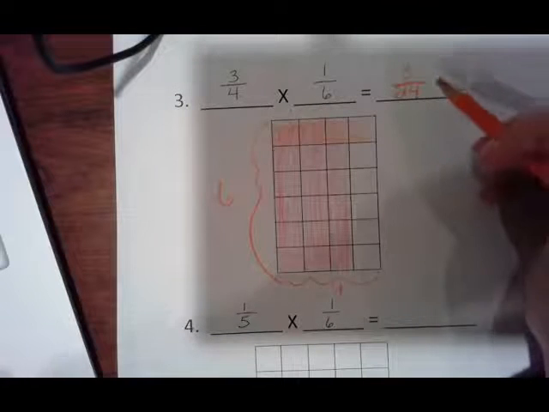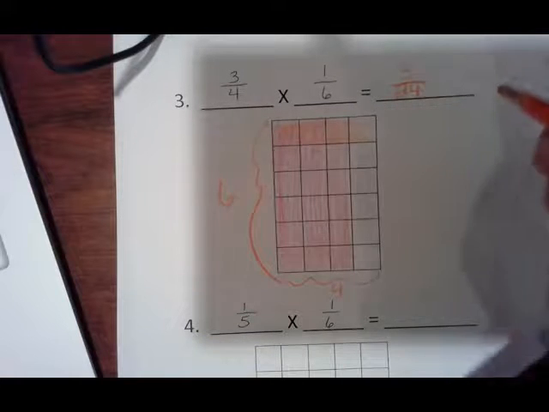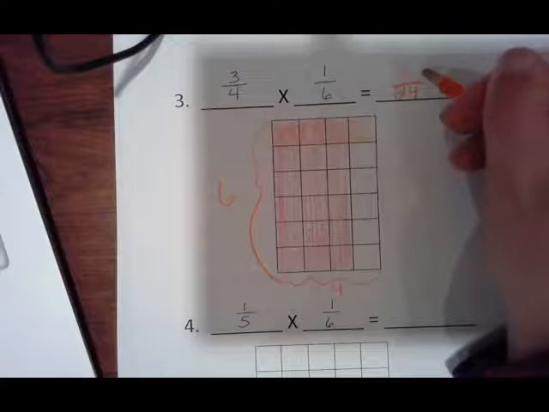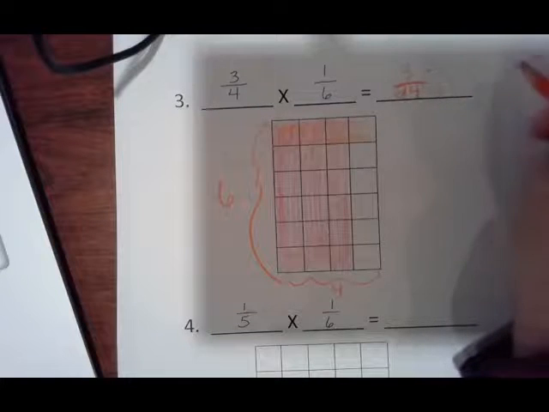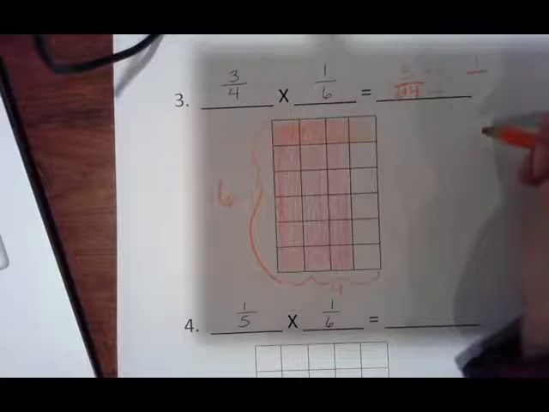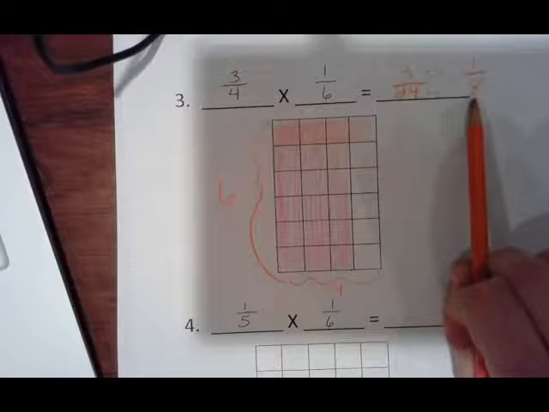And remember, it's a rule. Is my denominator divisible by my numerator? Yes. 3 is a factor of 24, so go ahead and divide by your numerator. 3 divided by 3 is 1. 24 divided by 3 is 8. So this is your simplified fraction of 1/8.